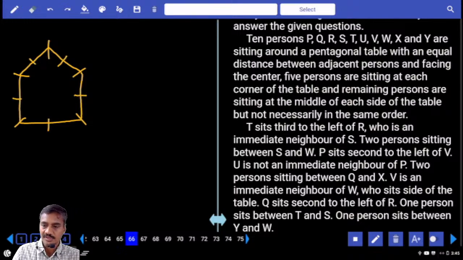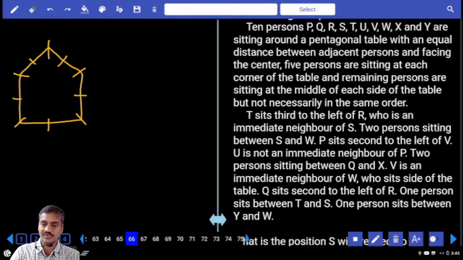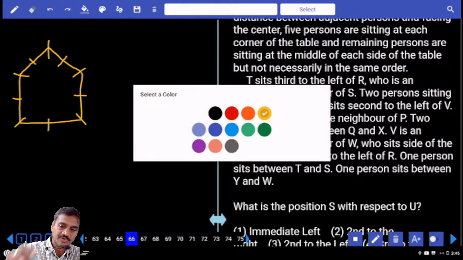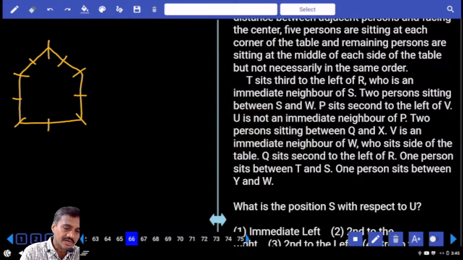Then, T sits to the left of R. Where is this T? T is seated to the left of R. So many possibilities are there for R. R can be at the center or R can be at the corner, isn't it? And T sits to the left of R. Are you getting this or not? Now T is to the left of R.